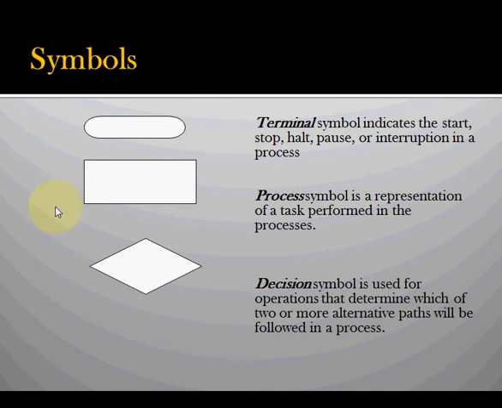It is important to note that in the terminal symbol there's only one out. In the process symbol there's one in and one out. There's not multiple lines. And in the decision symbol there's one in and two outs.